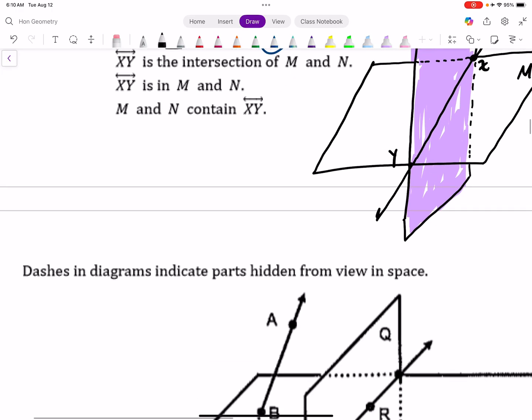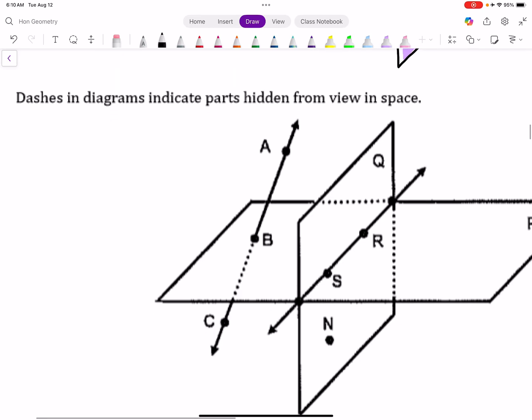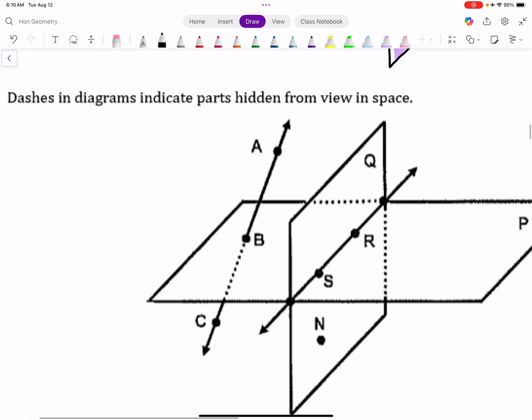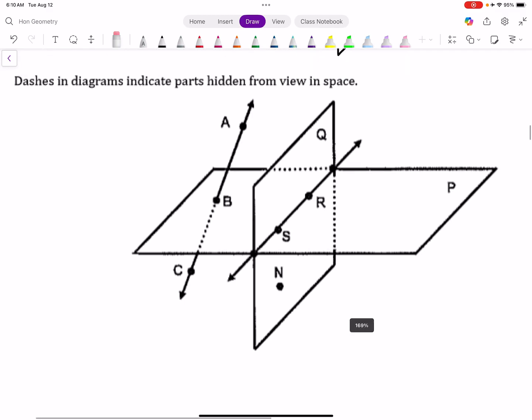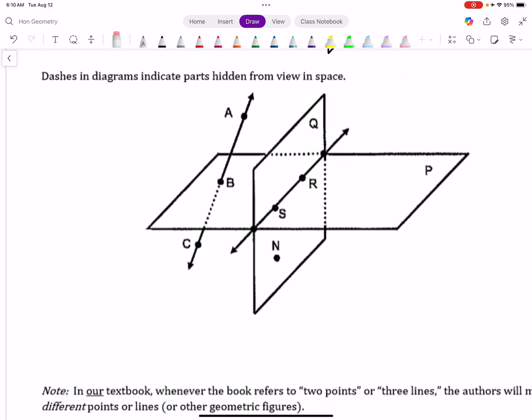Okay. But anyway, so here, dashes in diagrams indicate the parts that are hidden from view. So, like you've got this line AB is running through plane P. So this little section right there, can't see it. So it's dotted. So this is a much better picture than anything I would be able to do.